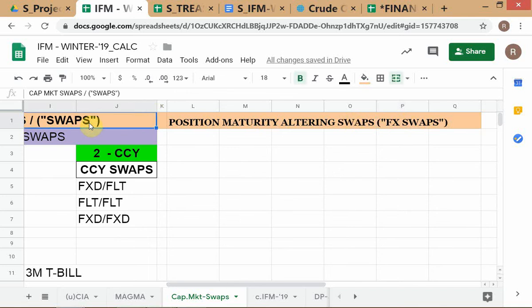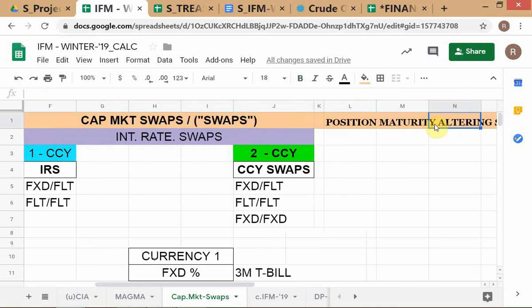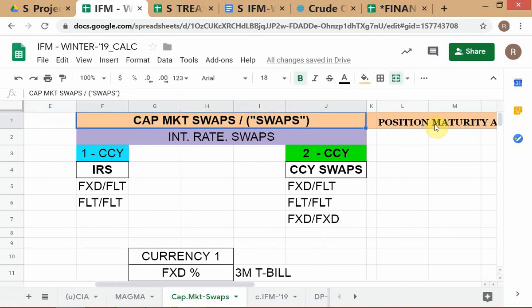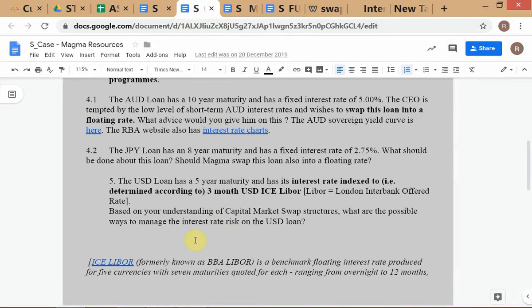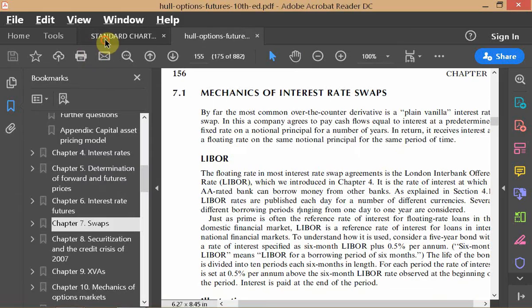Okay, so what we are saying is that we will classify swaps into two different categories: capital market swaps and position maturity altering swaps, which we are not going to have time to discuss. So we are going to discuss just one category, which is also required for the answers to our questions. If you look at the last three questions in the case, these relate to the type of products that I'm calling capital market swaps, which the market calls swaps, normally interest rate and currency swaps.